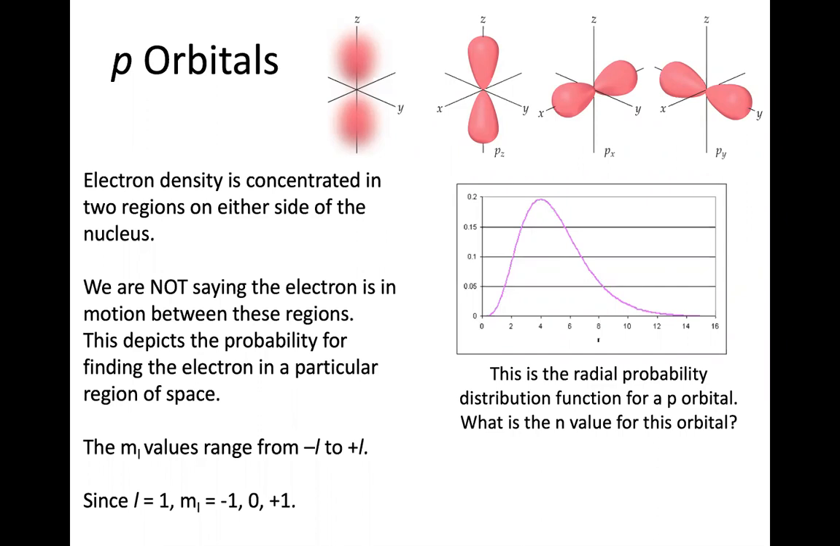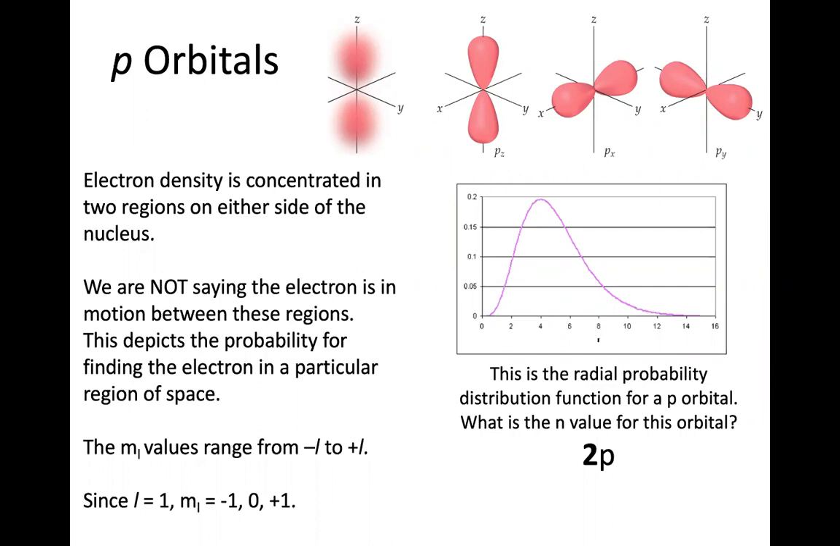And the last feature is that I do not have any radial nodes the first time I have that type of orbital. So I think this is a 2p orbital. I think n equals 2. And you might say, well, couldn't I make it n equals 1? You could, but there is no n equals 1 p orbital.